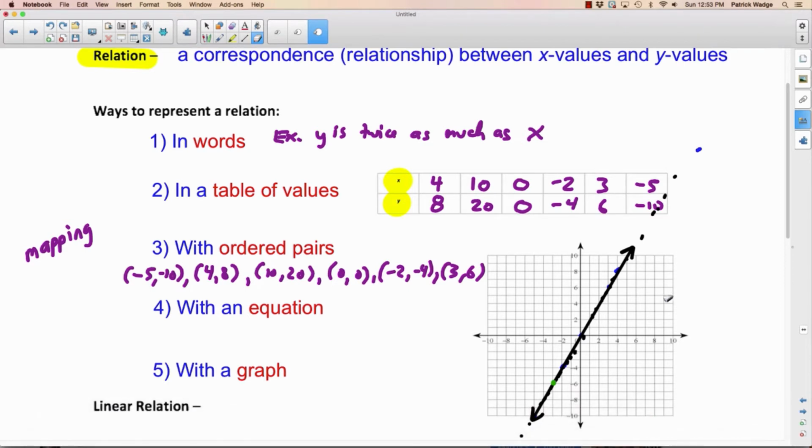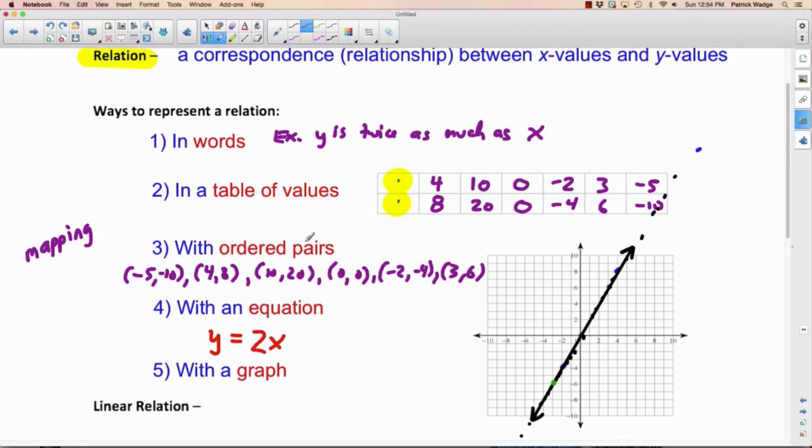It's pretty awesome. Okay, the last way you can represent a relation is with an equation. So maybe it's easiest if you look back at the words. y is twice as much as x. In other words, to get y, what you have to do is multiply x by 2. Isn't that what we did every time? So your equation is y equals 2 times x, or just 2x.